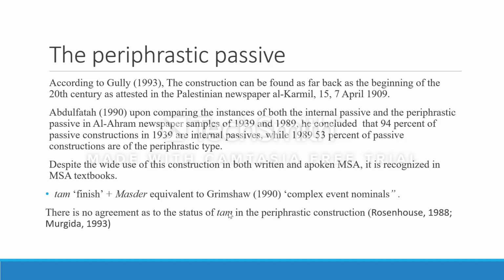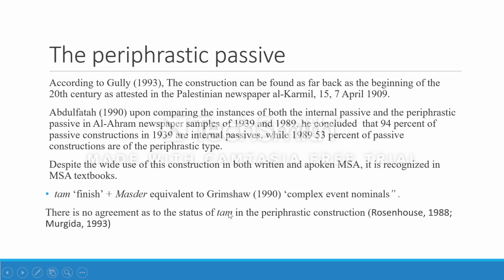Abdul Fattah 1990 compares the instances of both the internal passive and the periphrastic passive in Al-Ahram newspaper samples of 1939 and 1989. He found that 94% of passive constructions in 1939 were of the internal passive, while in 1989, 53% of passive constructions are of the periphrastic passive.